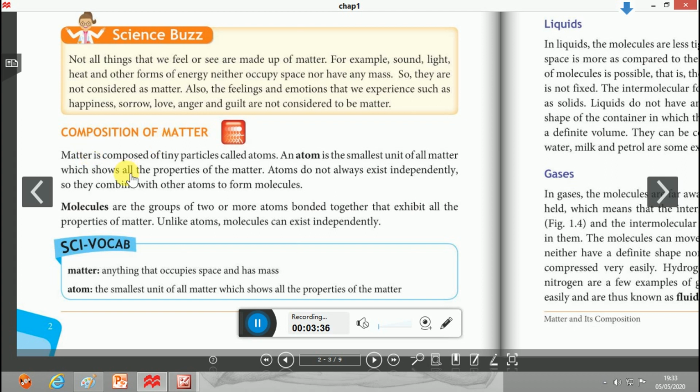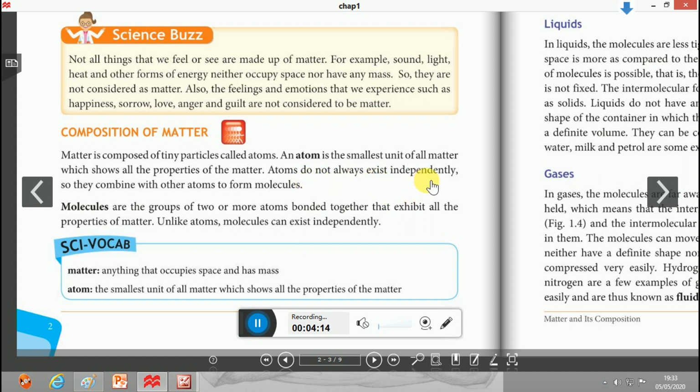Next, composition of matter. Matter is composed of tiny particles called atoms. Listen, the atom is the smallest unit of all matter, which shows all the properties of matter. In higher classes, you will observe that an atom is the smallest unit of an element, not of all matter. But for the sake of simplicity, we are considering that an atom is the smallest unit of all matter.